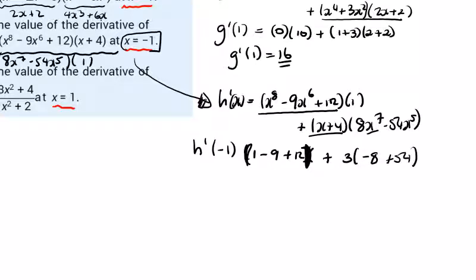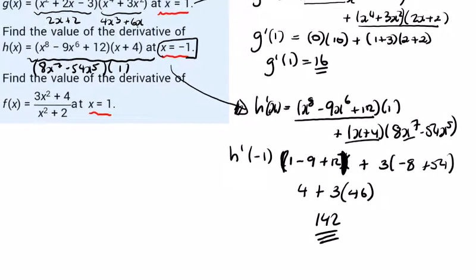So what do we have here? We have 12 and 1 is 13, minus 9 is 4, plus 3 times 46, plus 46. So that's 120 and 18, 138 and 4. It's going to give 142, h prime minus 1.